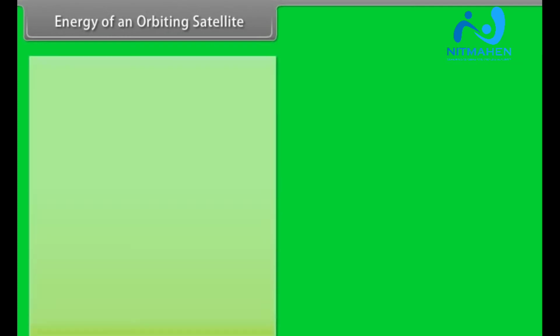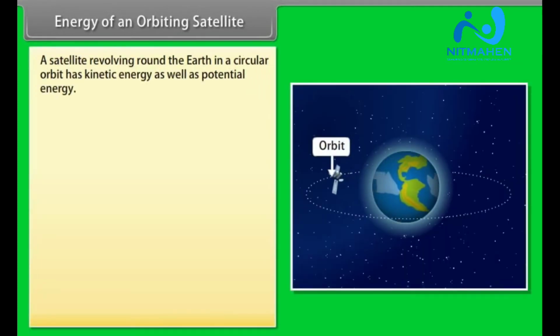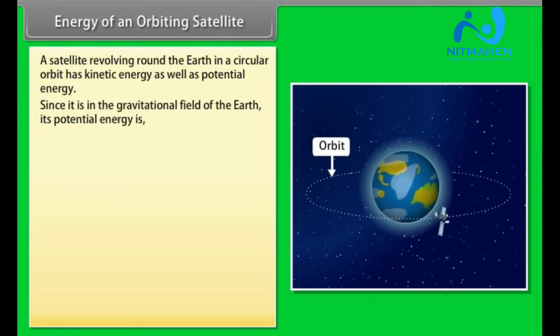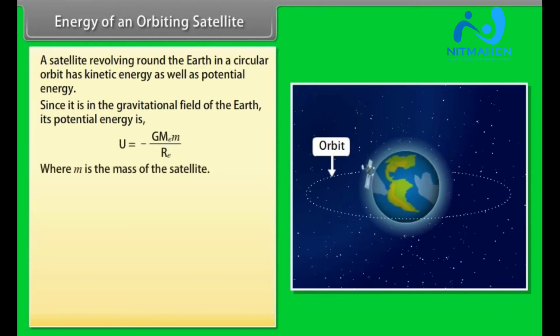Energy of an orbiting satellite. A satellite revolving round the Earth in a circular orbit has kinetic energy as well as potential energy. Since it is in the gravitational field of the Earth, its potential energy is U = -GMeM/Re, where M is the mass of the satellite.